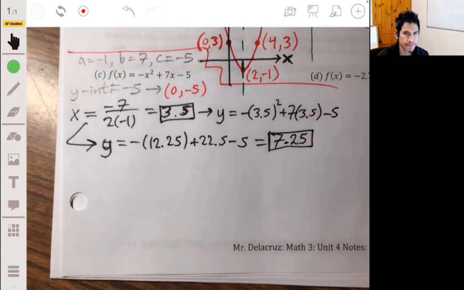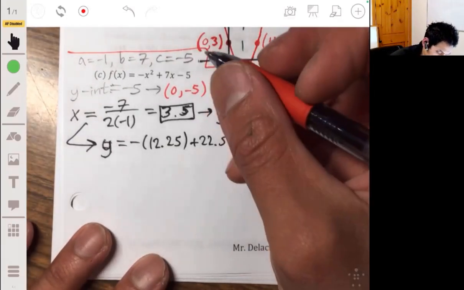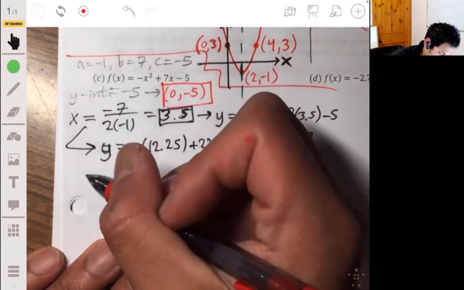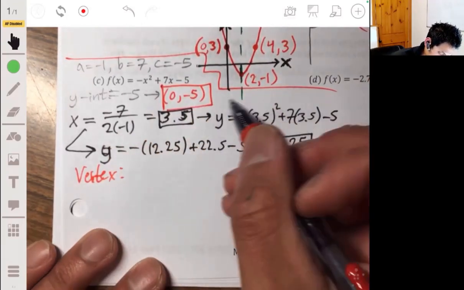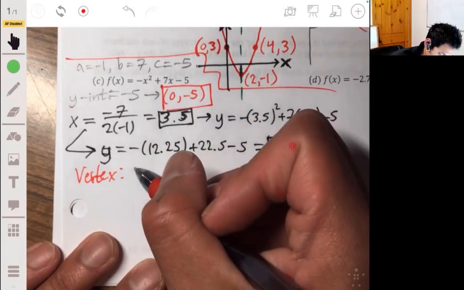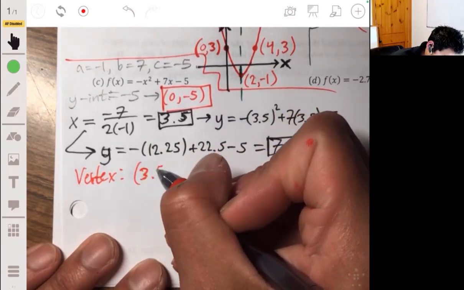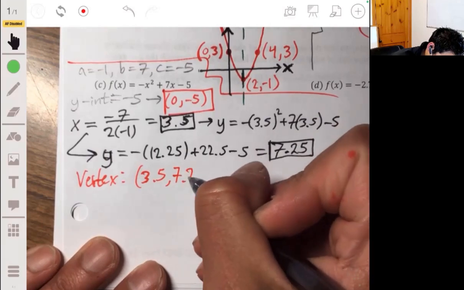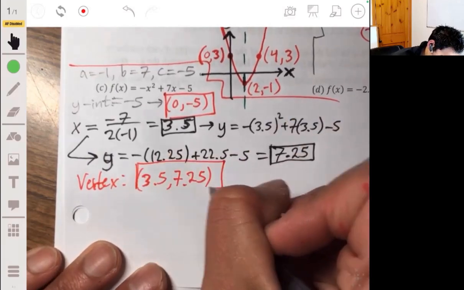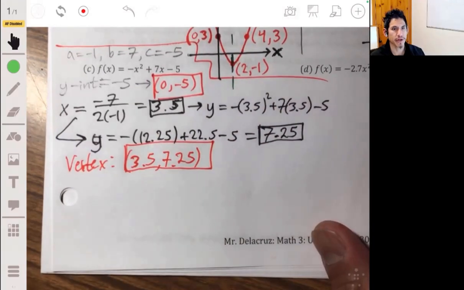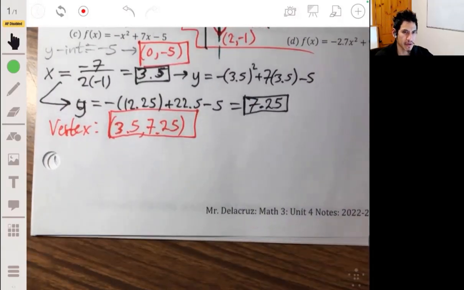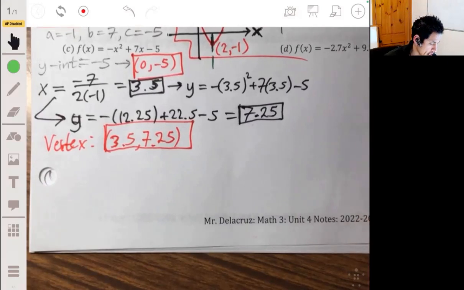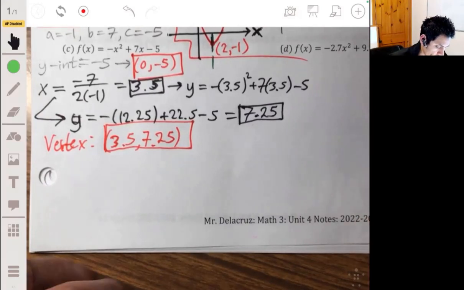Cool, cool. Then we got our vertex. Oh, let me box this. Our vertex will be at 3.5 comma 7.25. So don't get scared away because we got a decimal. You gotta learn to accept them because they're gonna be part of your life if you continue to be in math for the long run.